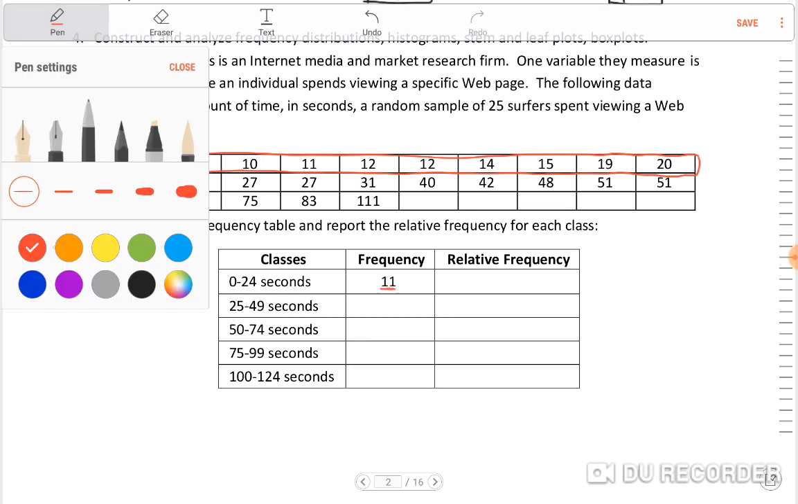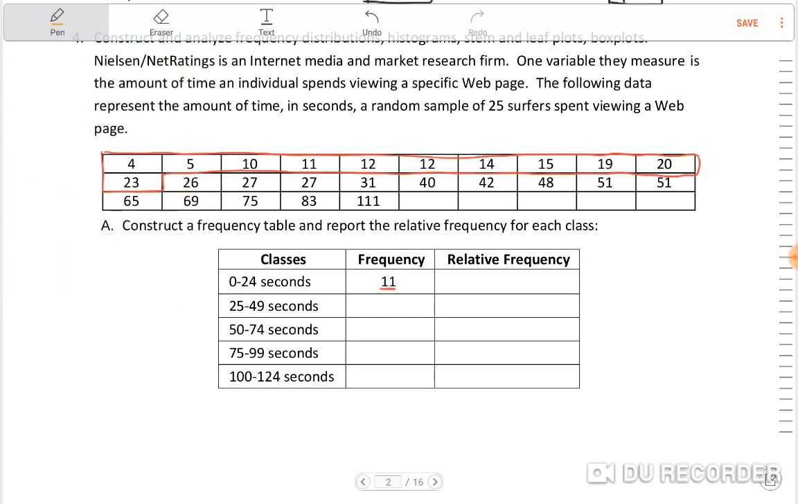The next one, we want to count everything from 25 to 49 seconds. So starting at 26, going up to 49, that's there. There's 1, 2, 3, 4, 5, 6, 7 of those. So 7 here. I'll underline it in orange. Actually, I should underline this in orange. There we go. That's better.